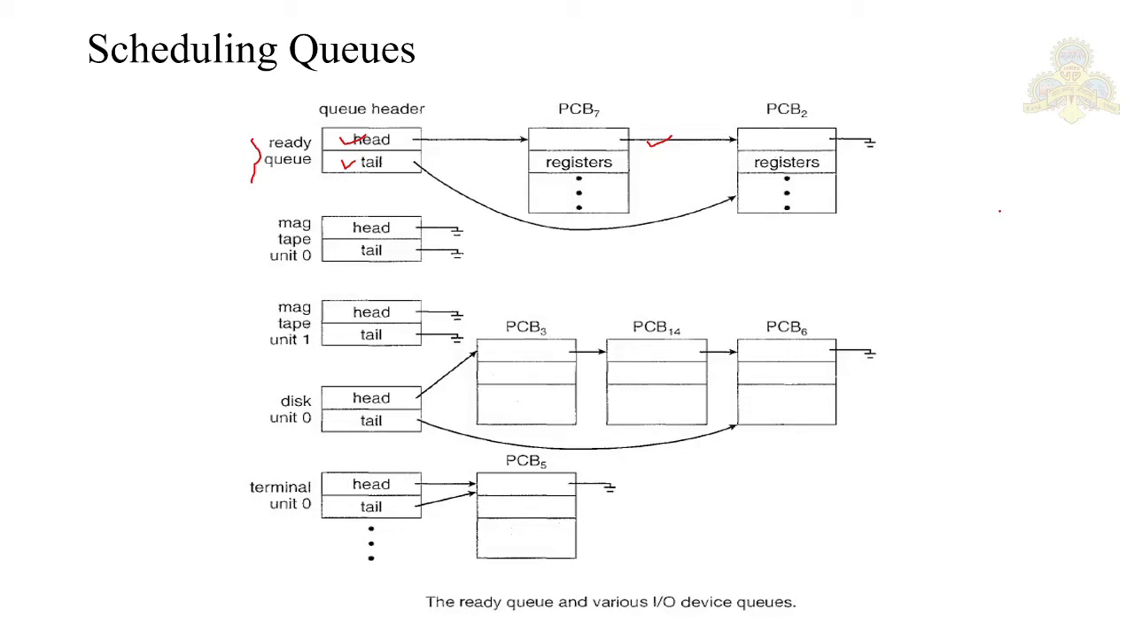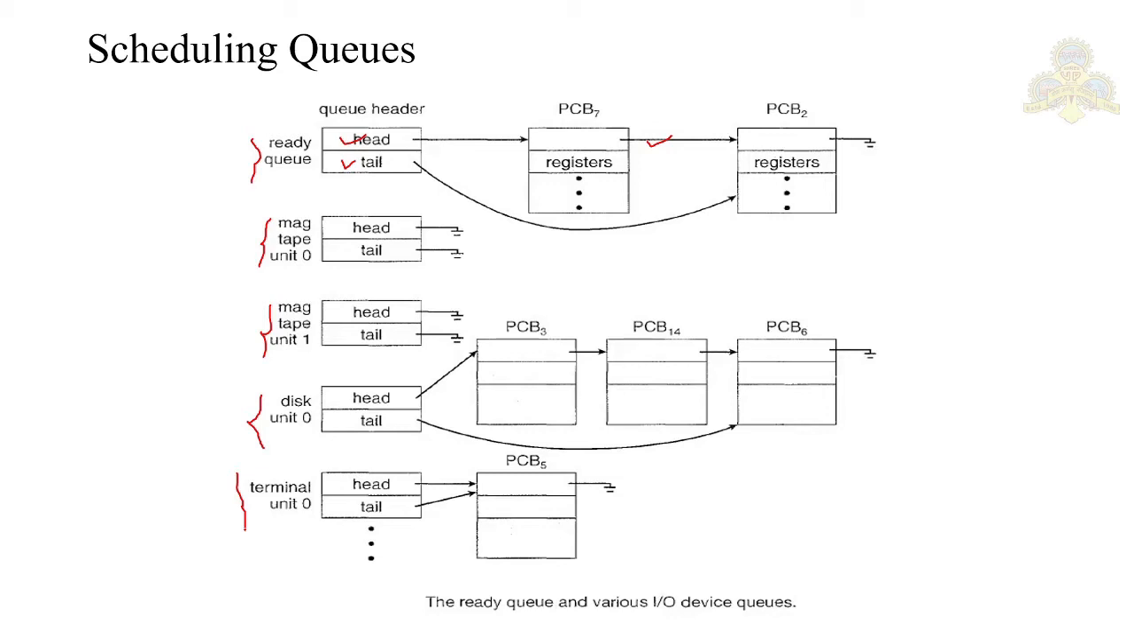Now apart from this, in this diagram you can also see magnetic tape unit 0, magnetic tape unit 1, disk unit 0, terminal unit 0. These are other queues apart from your ready queue. When a process is allocated the CPU, it executes for a while and finally it quits. It quits means either it will be terminated successfully, or it will be interrupted by some interrupt, or it waits for some IO operation to be completed.